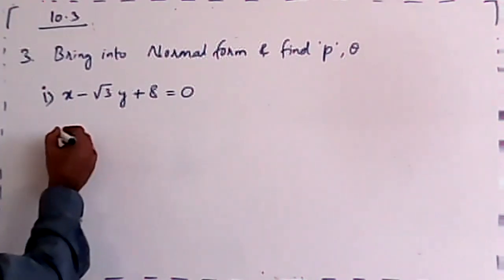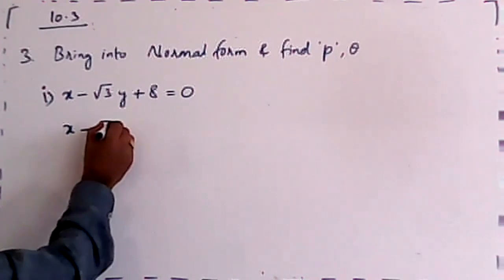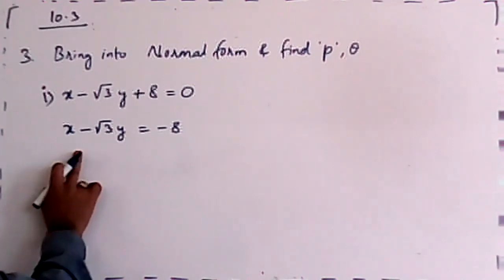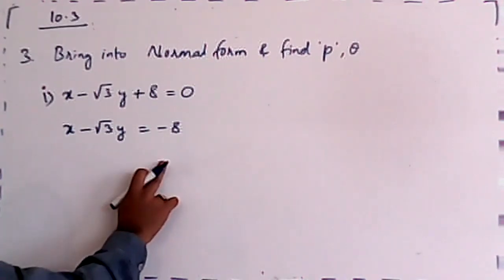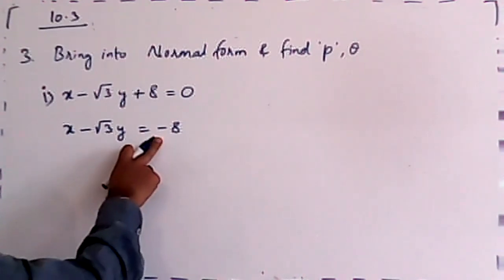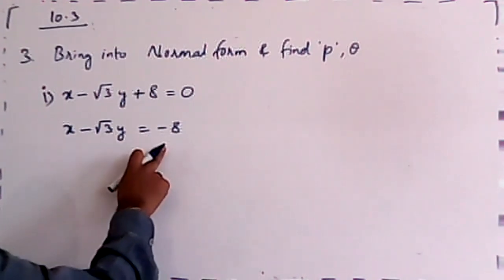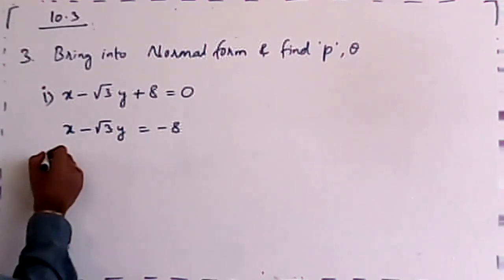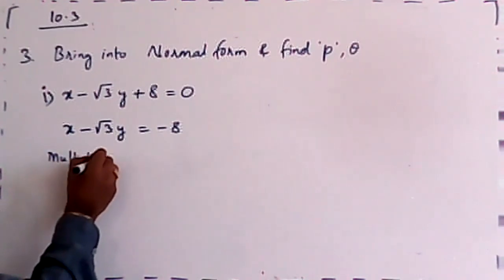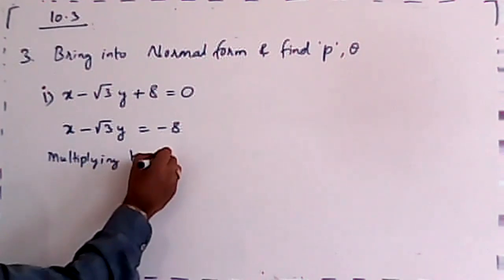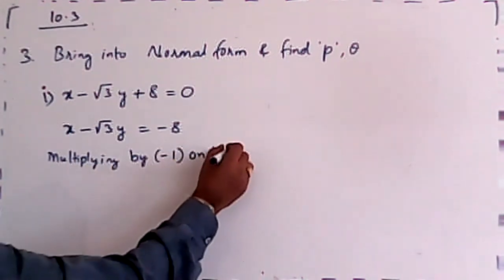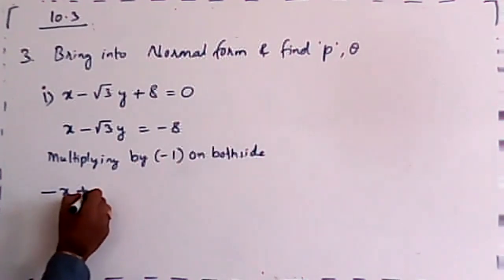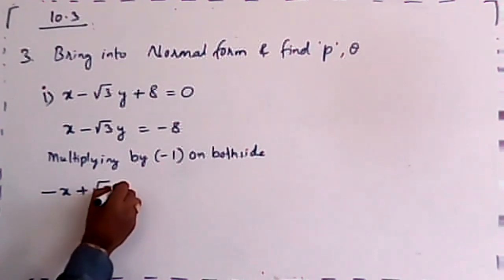Now I will change this. x minus root 3 y is equal to minus 8. But we know that x cos omega plus y sin omega is equal to plus p, not minus p. It is in minus now. You convert this into plus. I will multiply it by what? Minus 1, on both sides. That is minus x plus root 3 y is equal to 8.